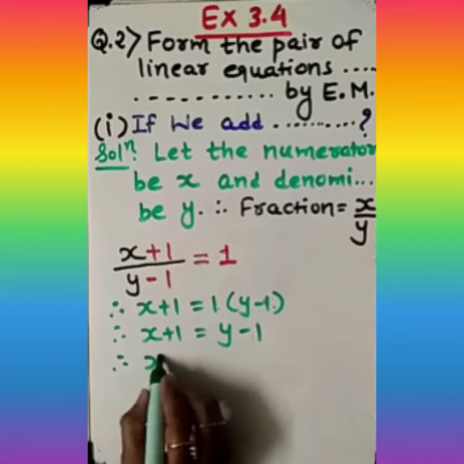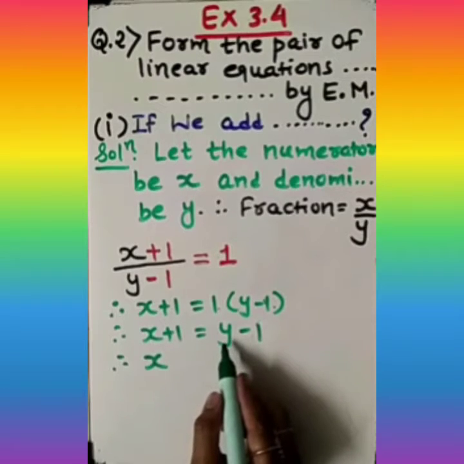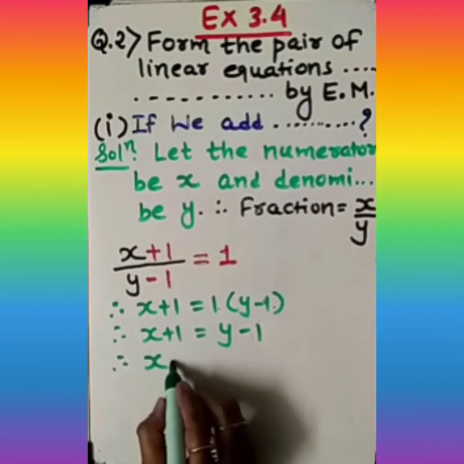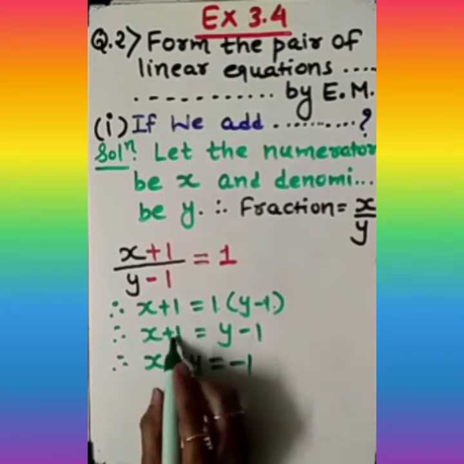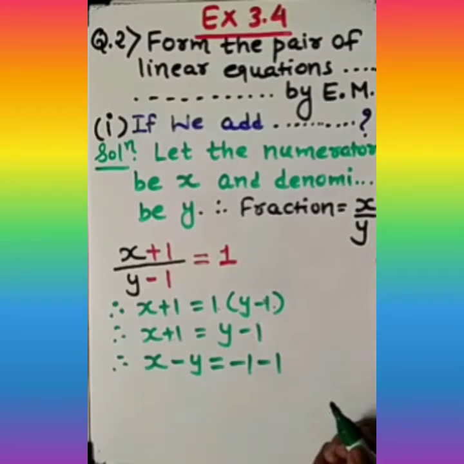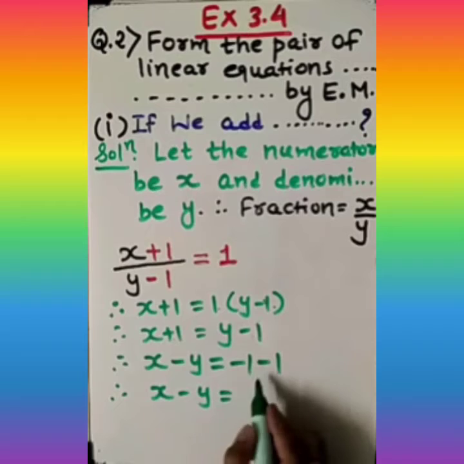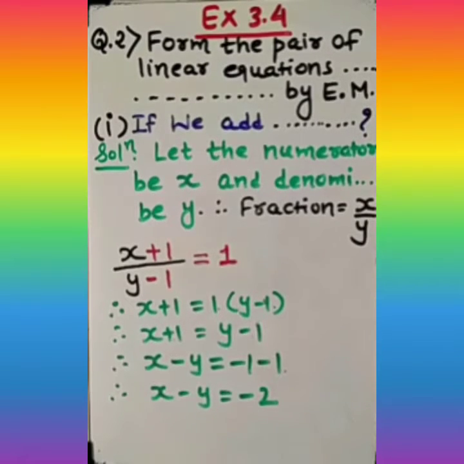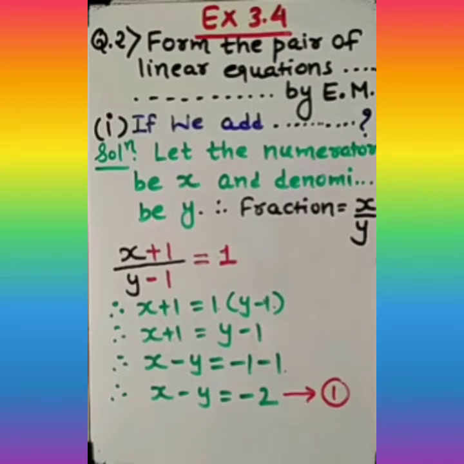Therefore, let me bring them in normal form. In normal form, what we used to do? We used to bring this y to the left side. And this minus 1 is already here. This plus 1 will become minus 1 here. So the equation will become x minus y equal to minus 1 minus 1, which is minus 2. Let me call this equation number 1. Clear? Now let's focus on forming the other equation.